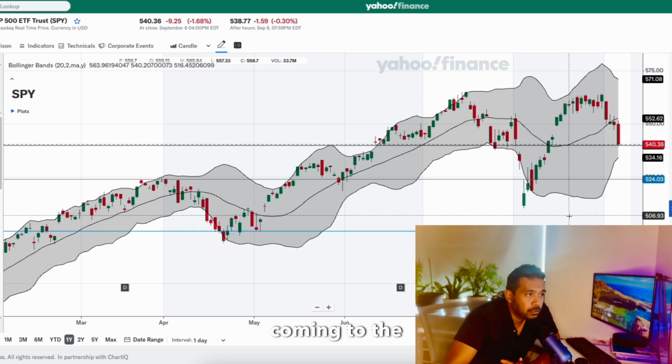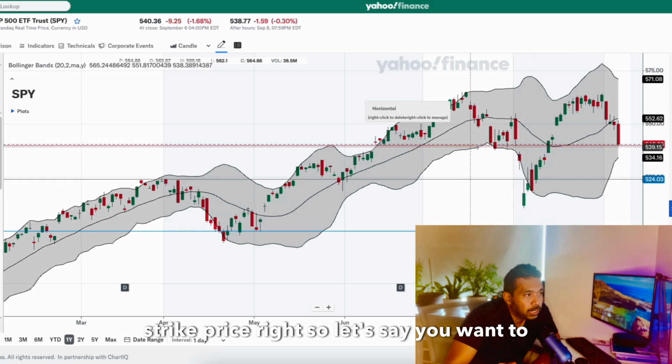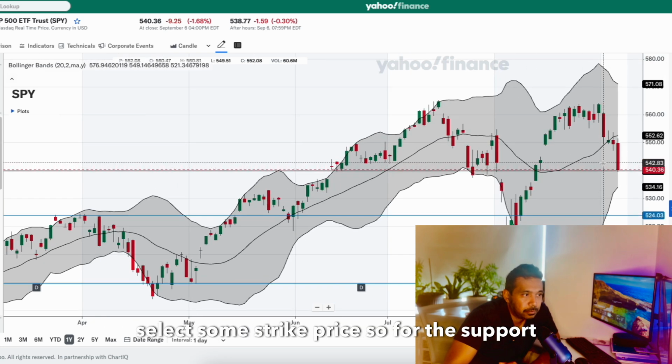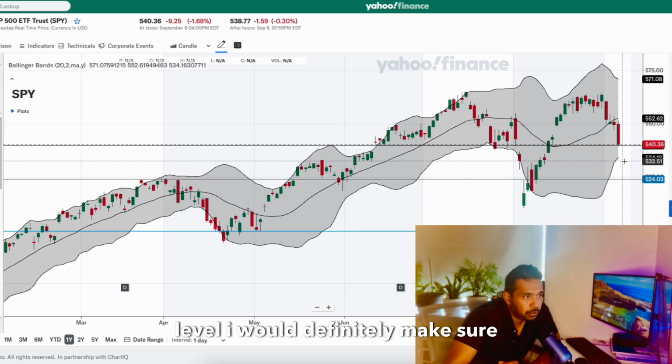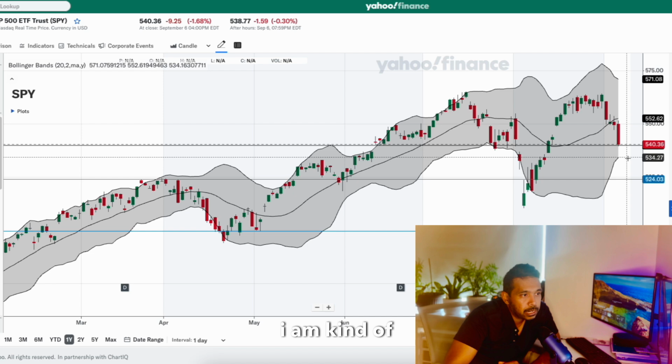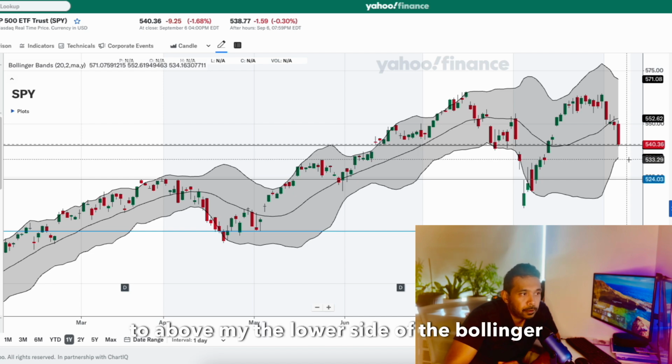Now coming to the strike price, right? So let's say I want to select some strike price. For the support level, I would definitely make sure that I am not going too far above the lower side of the Bollinger Band, right?